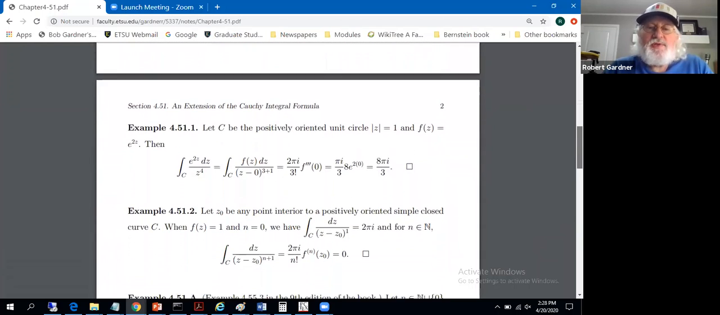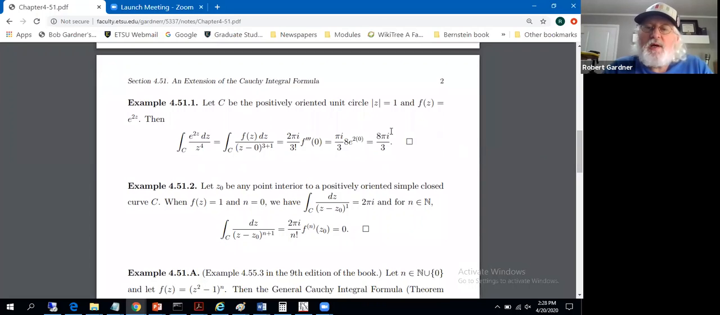So let's just illustrate how to use this. I'll probably be going back and forth between the general formula and these particular examples. Example 51.1. Let C be the positively oriented unit circle, mod z equals 1, and f of z equals e to the 2z. Then let's evaluate this integral. We've got a nice analytic, in fact entire, function in the numerator. In the denominator, I want to think of it as z minus 0 to the 3 plus 1 power. In the numerator, we've got the nice analytic function, the f of z. Now, if I look at this integral, that looks just like what we had in the general Cauchy integral formula.